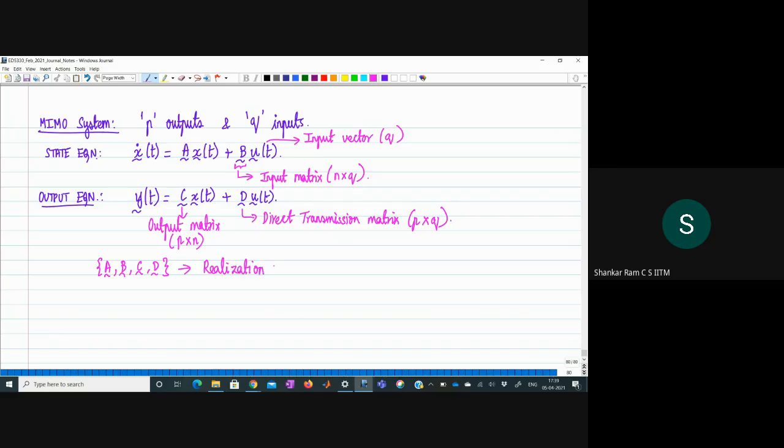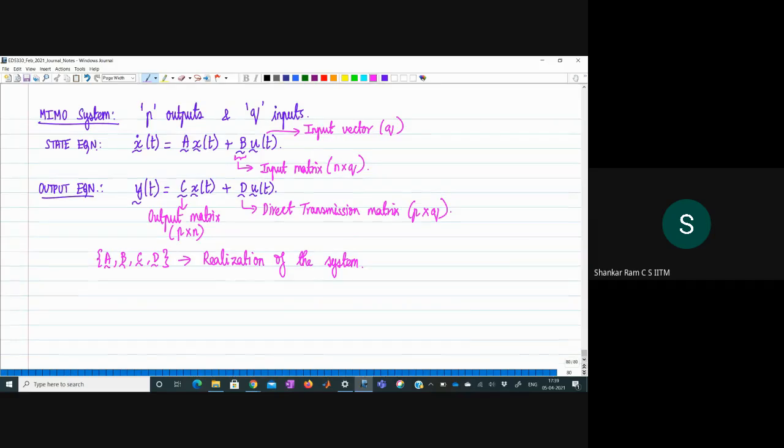Okay, so this is how the state space representation for a matrix, sorry, for a MIMO system will look like. Okay, so I hope that is clear. All right. So now the question becomes, what do we have, right?